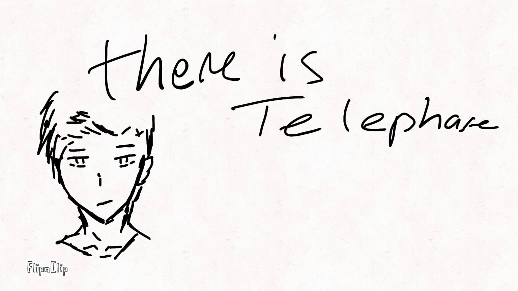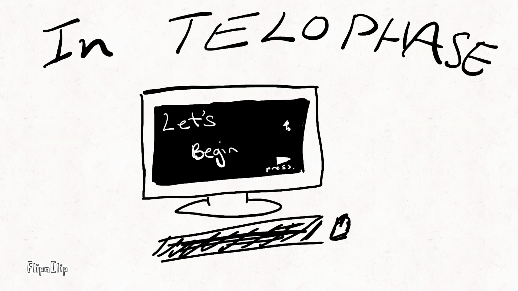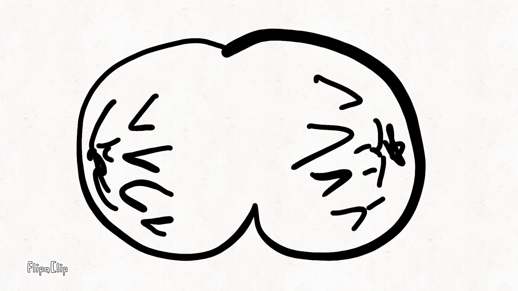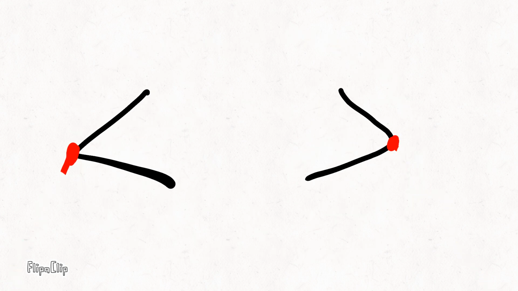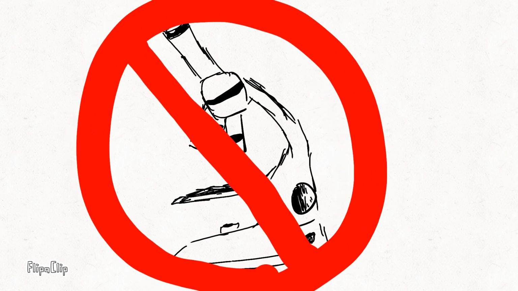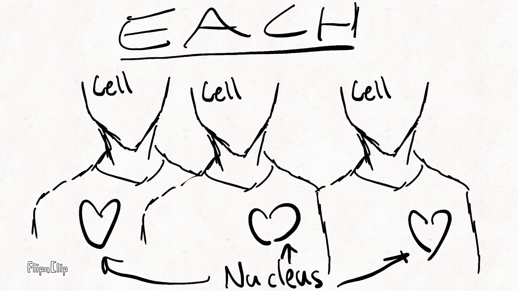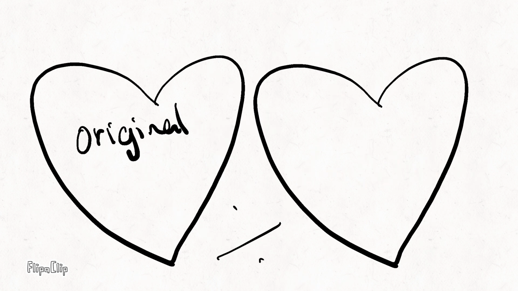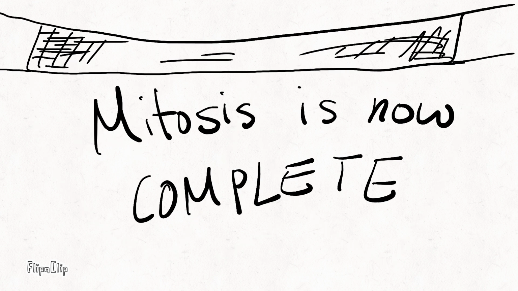Lastly, there is telophase. In telophase, the new chromosomes reach the opposite poles of the cell. The spindle disappears, and the chromosomes lengthen and get thinner, so they can no longer be seen under a microscope. Each cell has its own nucleus. The original nucleus has divided into 2 genetically identical nuclei. Mitosis is now complete.